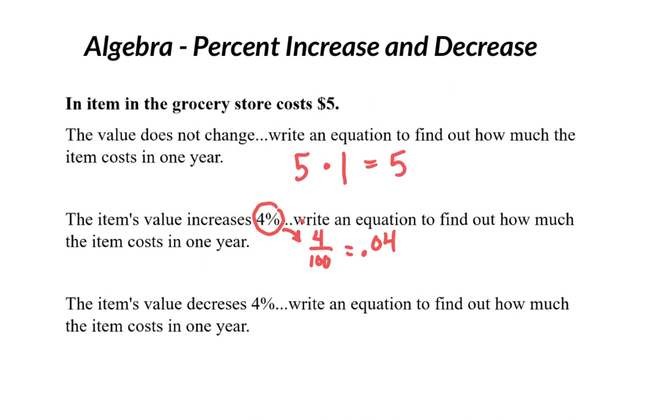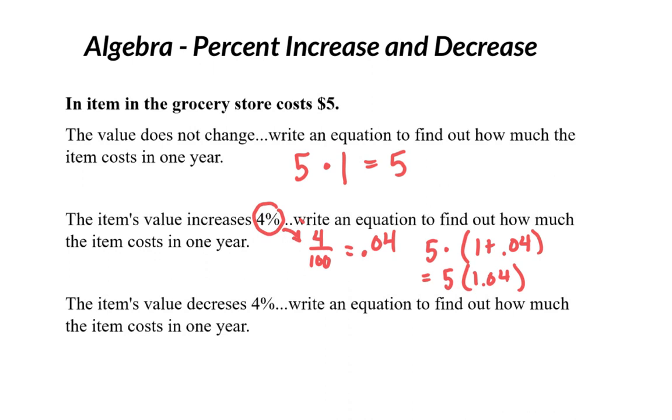That's the increase. Now, we had this $5 item, and we know that multiplying by 1 would have kept its value the same, but we didn't do that. We increased it by 0.04. So we still had that 1 that would have maintained it, but then we have to add the increase. So, of course, 1 plus 0.04 is 1.04. That's our equation that would figure out how much it costs in 1 year.